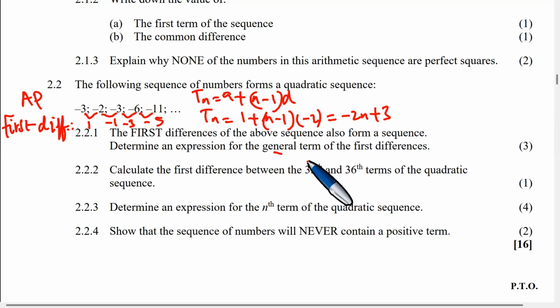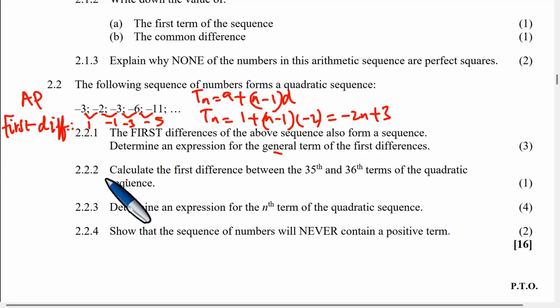Yes, please. Isn't the first term negative 3? That's a good question. But here we're saying the first differences of the above sequence also form a sequence. So we're looking at the first differences only: 1, -1, -3, -5. So we forget about the original sequence, and the first term of that is the number plus 1. You agree? Thank you so much for noting that. It's a very important point you're raising.